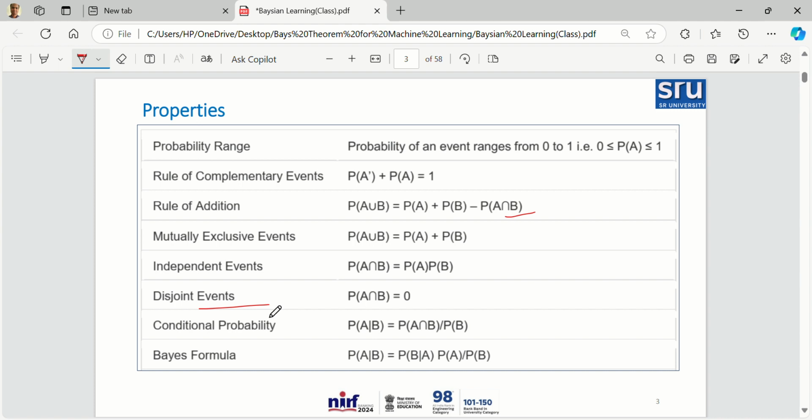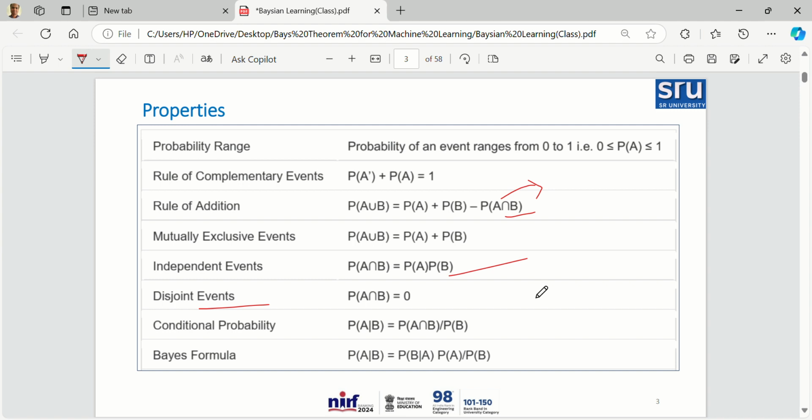There is no common element, and they are also not independent of each other. If they are independent of each other, P of A intersection B can be written as P(A) times P(B). So the addition rule will change if both are independent events. Conditional probability, which we will study now: the probability of A given B is equal to probability of A intersection B divided by probability of B.